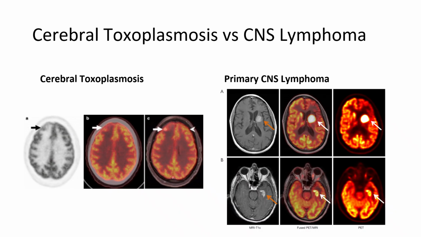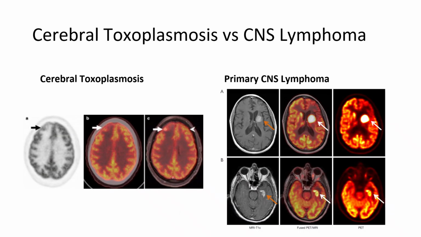So this is an example of cerebral toxoplasmosis. It is a parasite, so you don't really see a whole lot. You might see a little bit of increased activity in the gray matter, and you see that right where the arrows are pointing to, very mild. But lymphoma is going to be a very large space occupying lesion, and that will hypermetabolize.